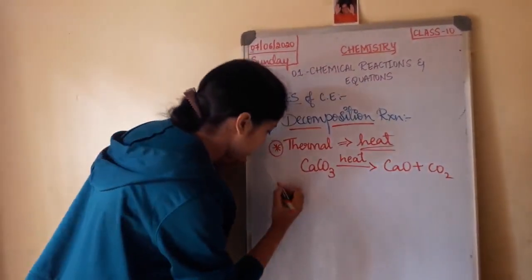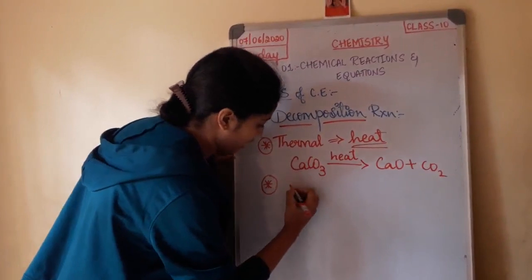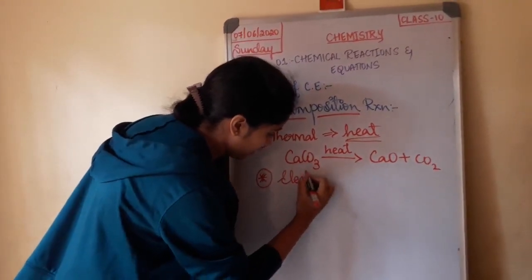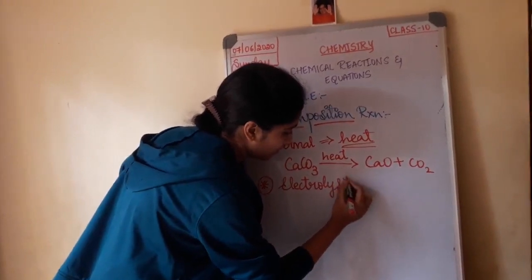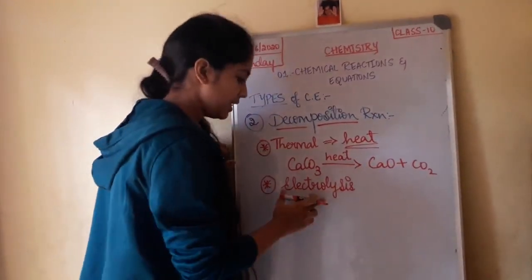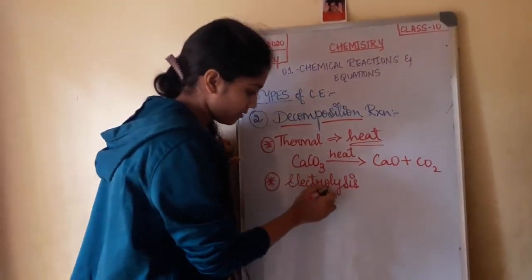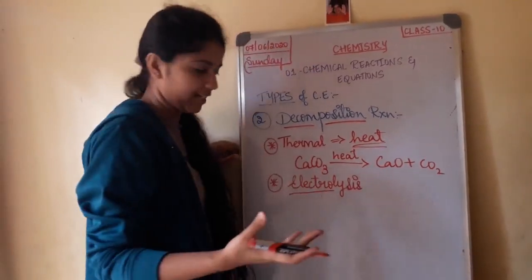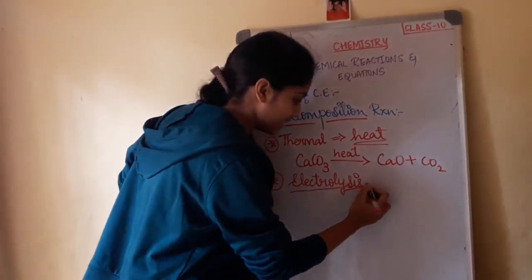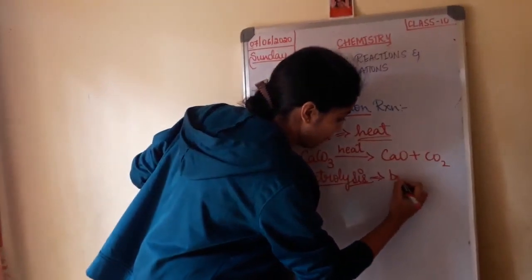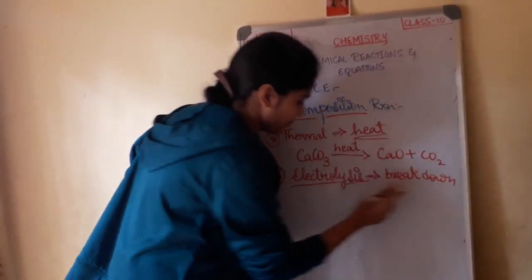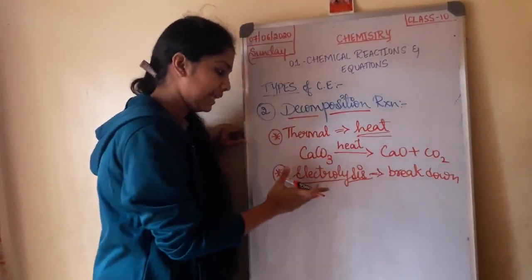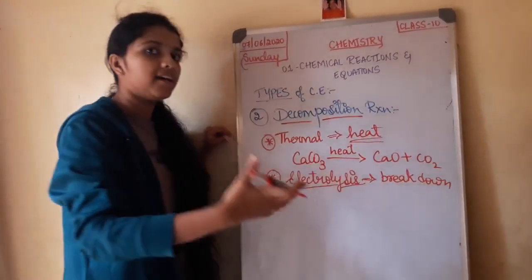Now, the second subtype of decomposition reaction is electrolysis. What does electrolysis mean? That gives you something about electricity, and lysis refers to break down. Now, when you combine that electricity and breakdown, what do you get?